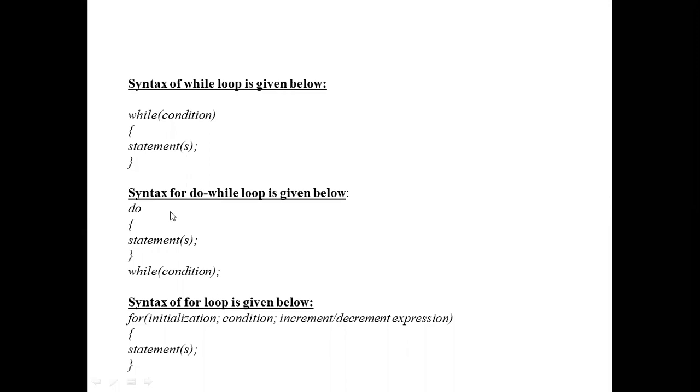Next, do while. In the do while statement, first the body of the loop is executed, then the condition is evaluated. In the while loop, first the condition is evaluated, then the body of the loop is executed. In do while, first the body of the loop is executed, that means first the statements are executed, and then the condition is evaluated. So this is the difference between while and do while.